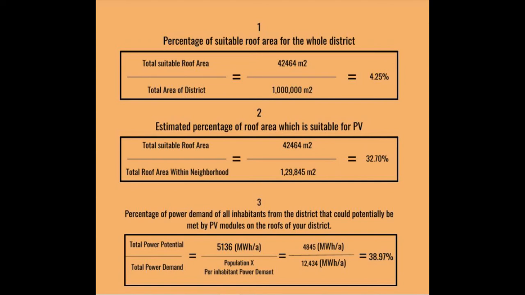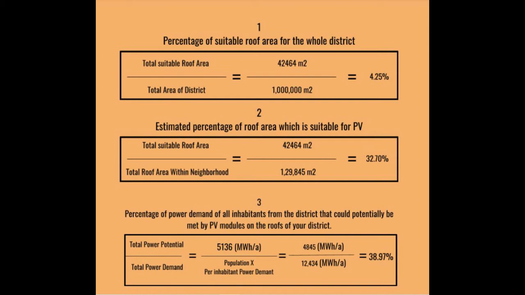In this tutorial, we will show how to do solar energy calculation for a neighborhood using the combination of GeoPortal, QGIS and Excel sheet. Let's start with the indicators we are going to figure out by this solar energy analysis. First one is percentage of suitable roof area for the whole district. To get this indicator, you have to divide your total suitable roof area by the total area of the district.